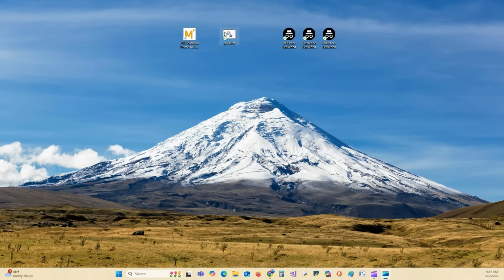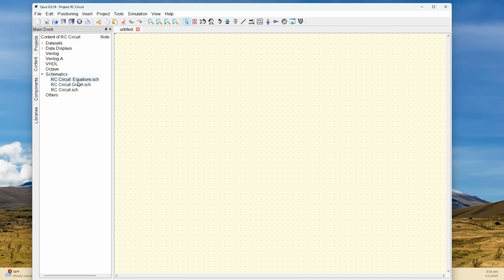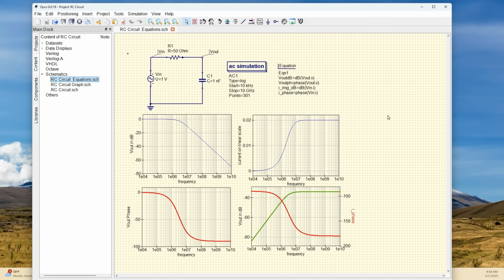Okay, now we're going to do our QUCS. Open up QUCS. We're going to study the RC circuit that we were using in PTC Mathcad to calculate our reactance or our impedance in the RC circuit. I've already created this circuit. In the graphs, we're going to learn how to set up these graphs. It's just a Cartesian graph.